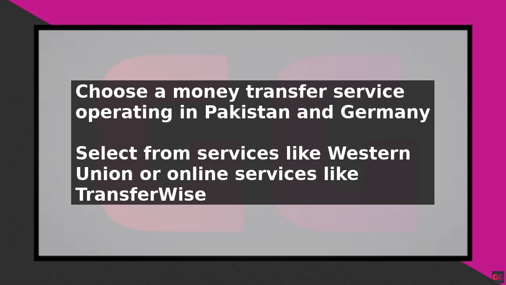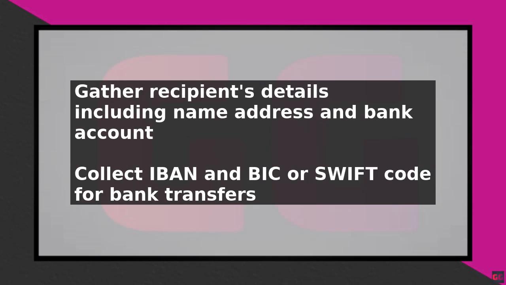Next, you will need to gather the necessary information, including the recipient's name, address, and bank account details in Germany. If you are using a bank transfer, you will also need the recipient's IBAN and BIC or SWIFT code. Once you have this information, you can visit the website or branch of your chosen money transfer service and create an account if you do not already have one.